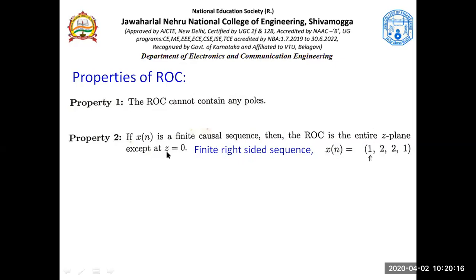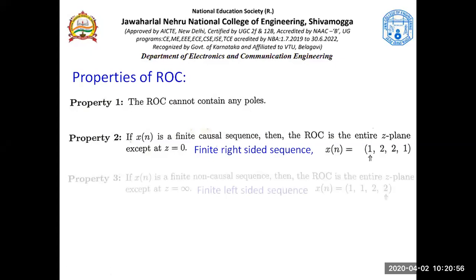It means that except Z equal to 0, for all other values of Z, X of Z is finite. For Z equal to 0, X of Z is going to be infinite. That's why, leaving this out, the whole other part of Z would be ROC. This I've given just for reference. If you don't understand what a causal sequence is, it is a right-sided sequence, which looks like this. This is just an example that we had taken. For any such signal which is right-sided, which is causal, the ROC is the entire Z plane except Z equal to 0. This is the second property.